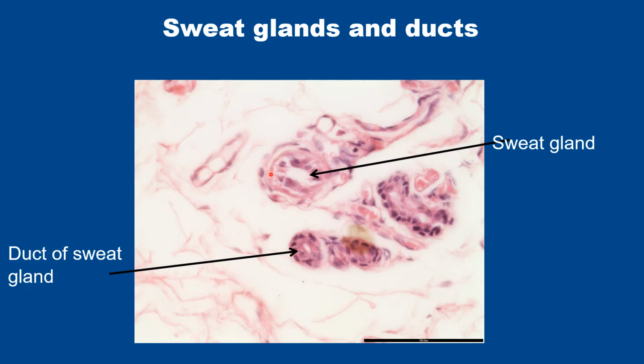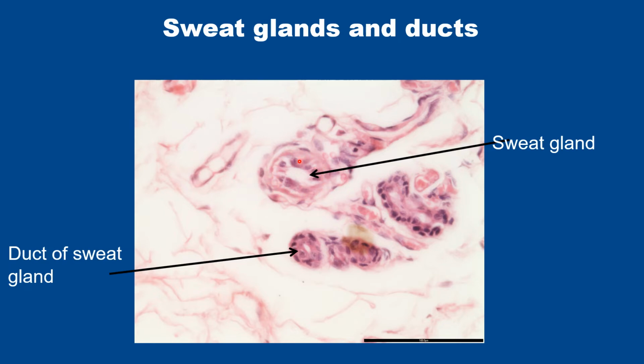The sweat gland is also lined by stratified cuboidal epithelium, which is not seen here, but outside this you can see certain flat cells. They are the myoepithelial cells. The sweat duct is also lined by stratified cuboidal epithelium, but there is a difference in the lumen. The sweat gland lumen is larger than the duct, and the cytoplasm of the duct cells takes a darker stain, and the gland cells take a lighter stain.